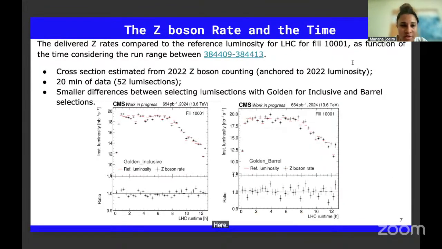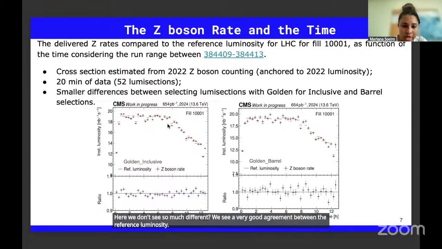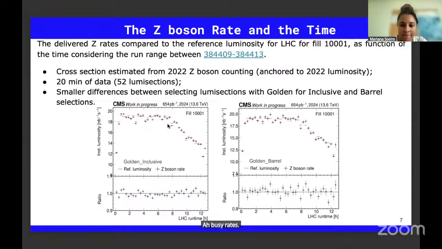Here we have the delivered luminosity considering the LHC fill 10001. Here we have a comparison between the golden and the barrel and inclusive. Here we don't see so much difference. We see a very good agreement between the reference luminosity and the Z rate. Basically, we have not so much difference between the inclusive part and the barrel part. The difference is so small.